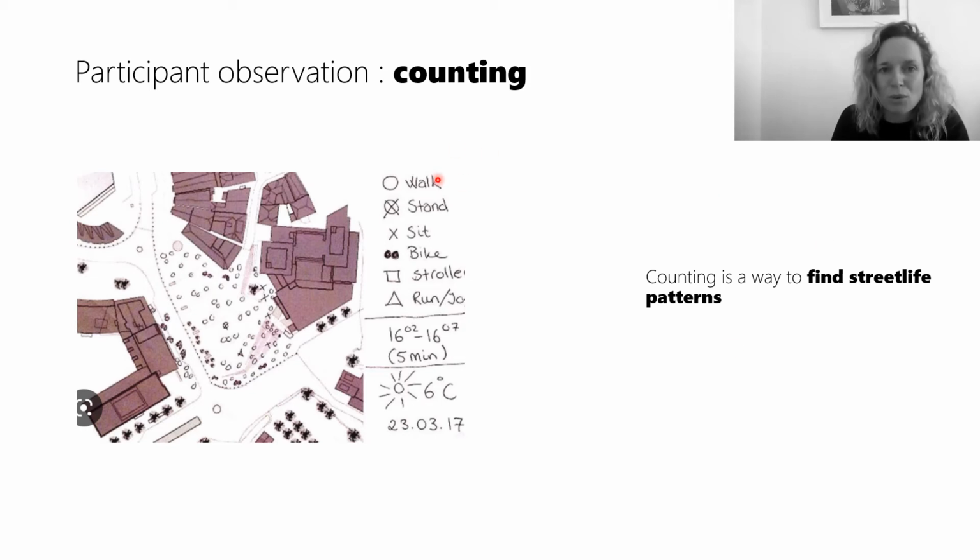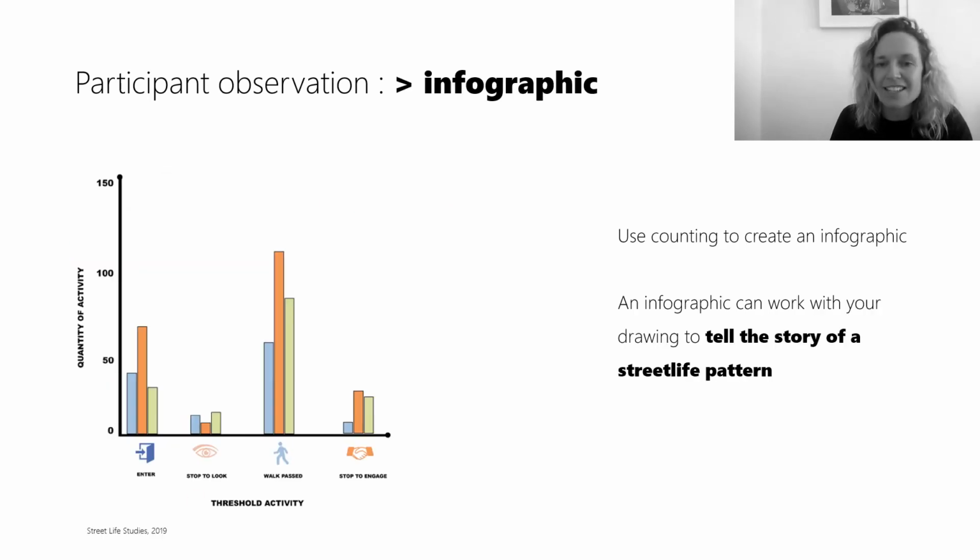So we've got a circle for walking, a circle with a cross for standing, a cross for sitting, bikes, strollers, running and jogging. And then we can see some of the components of the day. So the temperature, how long the observation was, and then the date. So this is the kind of drawing that you'll start to create in your sketchbook. And this is what counting can start to look like. So we're tallying, we're connecting some coded symbols to our drawings, and then we will use that to create an infographic. And this is what becomes part of your assessment.